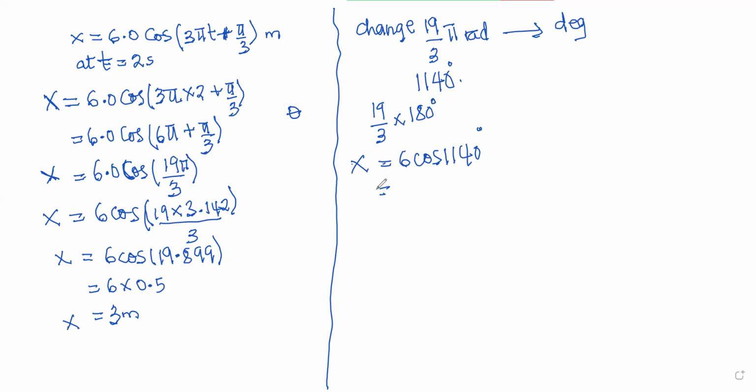Knowing that pi is 180, just 19 over 3 times 180 degrees, and that will give you this. So x can also be equal to 6 cos of 1140 degrees. And this time around, let your calculator be in degrees. So change it from radian to degree, then input cos of 1,140. That is equal to half. So 6 times half would give you the same value, which is 3 meters. So whichever way you look at it, you must get the same result.